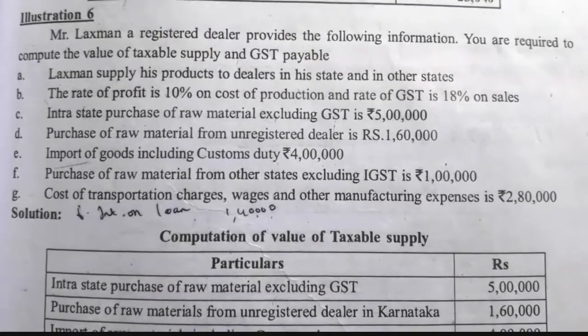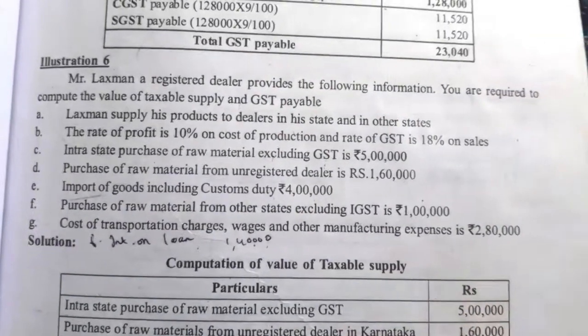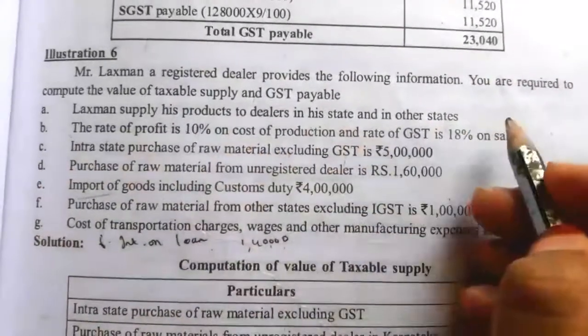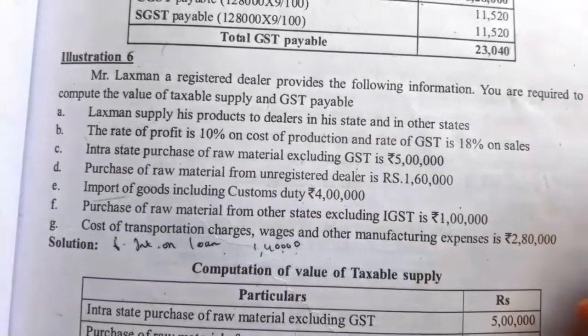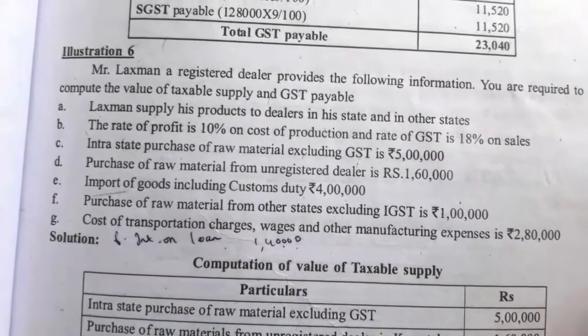Hello students, today we will learn about the next illustration, number 6. Now see the question. Mr. Lakshman, a registered dealer, provides the following information. You are required to compute the value of taxable supply and GST payable.